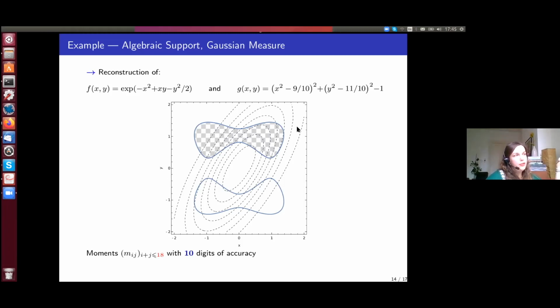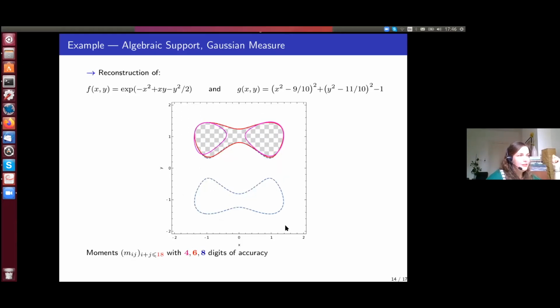But actually, if we compute the moments with more than 10 digits of accuracy, here I take up to i plus j equal 18, the reconstructed shape is, at the drawing level, indistinguishable. So this works well. When I numerically decrease the accuracy of the moments, so let's say I take 4, 6, and 8 digits of accuracy, what you see in 8 is the blue ones. So the algebraic boundary is correctly reconstructed. When we reduce this accuracy, for 6 digits, we actually get a reconstruction of the topological boundary.